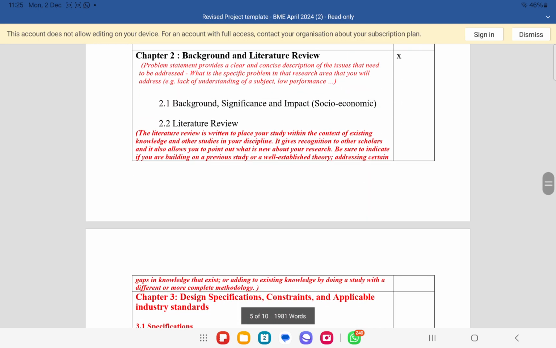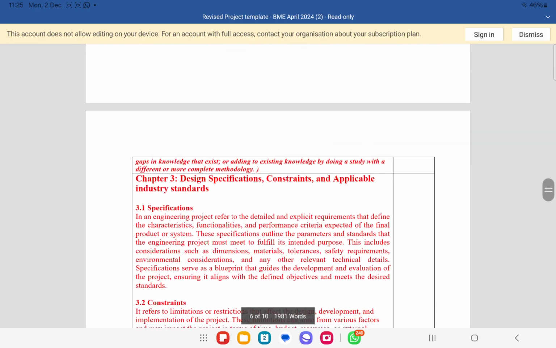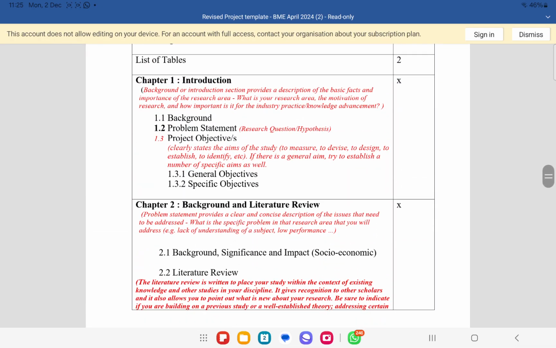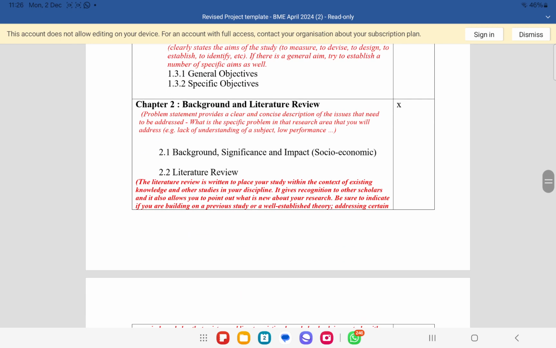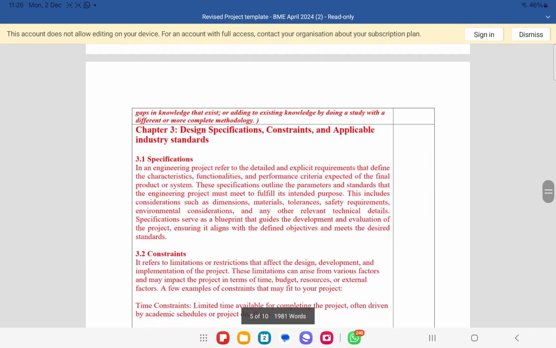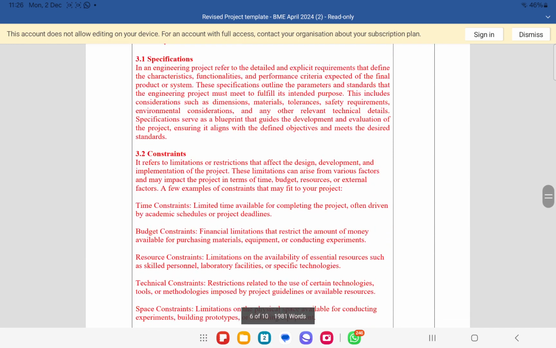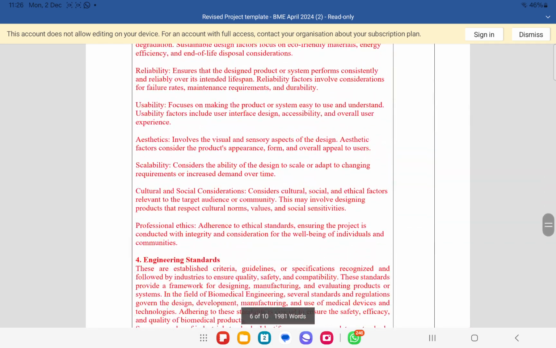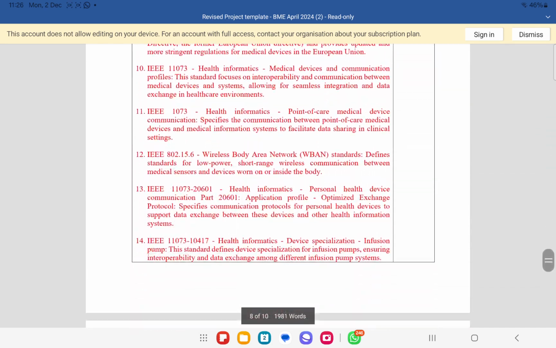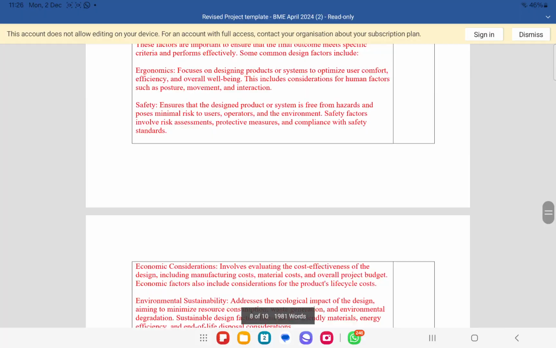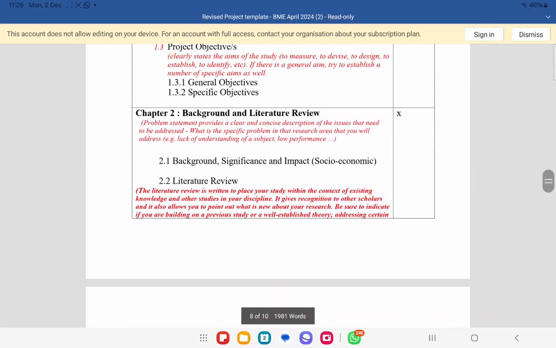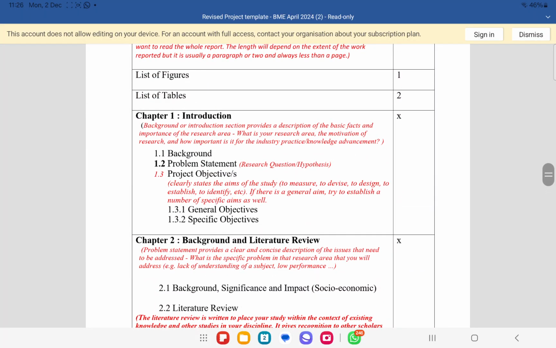What is most important is the chapters. We already mentioned in the meeting that we are expecting 4 chapters from you, right? The introduction chapter; chapter 2, which is the background and literature; chapter 3, the design specification, constraints and applicable standards; and the 4th chapter, the methodology chapter. Okay, now let us go through chapter by chapter and see what is supposed to be included in each of these chapters.